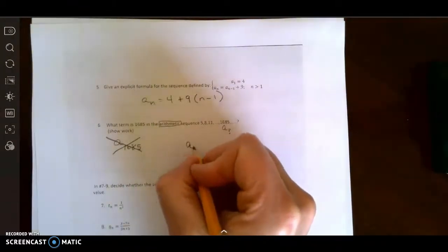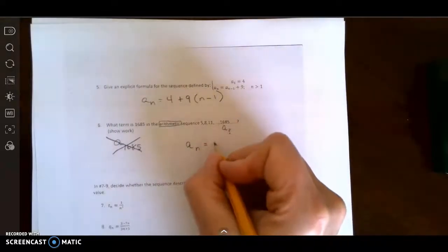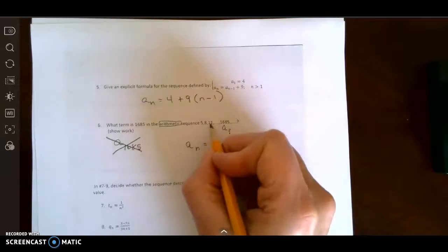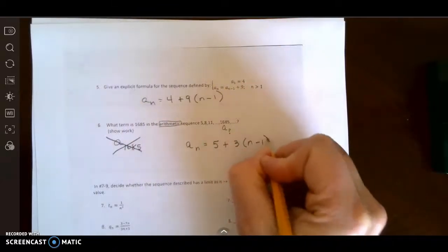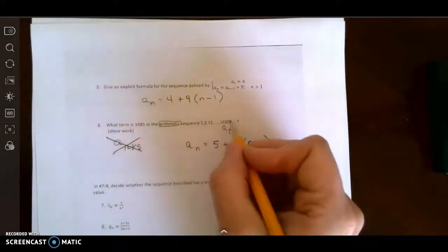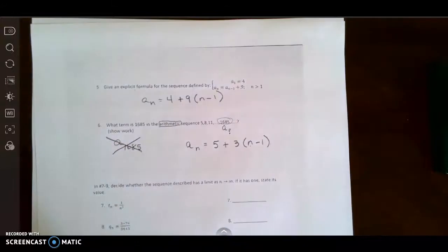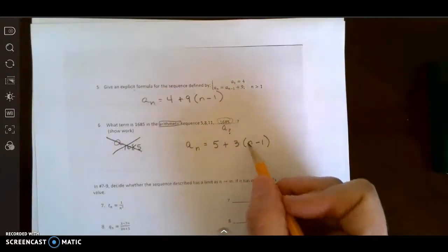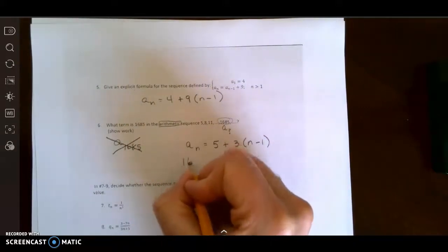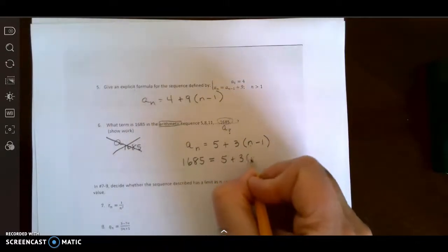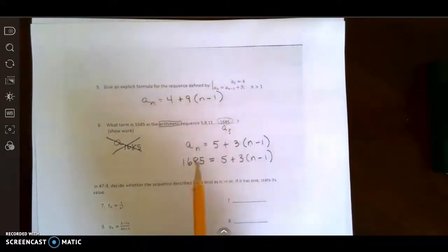Well, let's see. a sub n is equal to 5 plus 3 times n minus 1, because I can tell that my constant difference is 3. I want to know what n is. I know that the term is 1685. The 1685 is not n, it's the a sub n. 1685 equals 5 plus 3 times n minus 1. I want to figure out what n is.